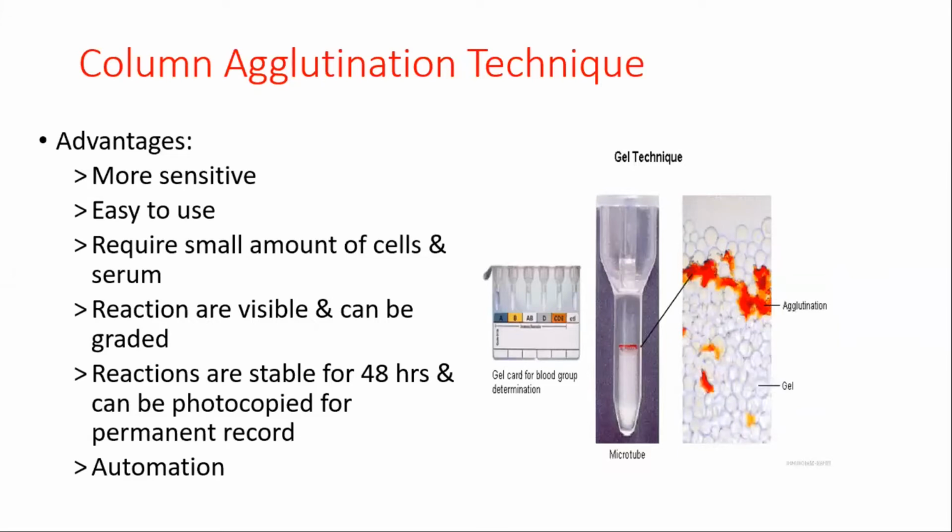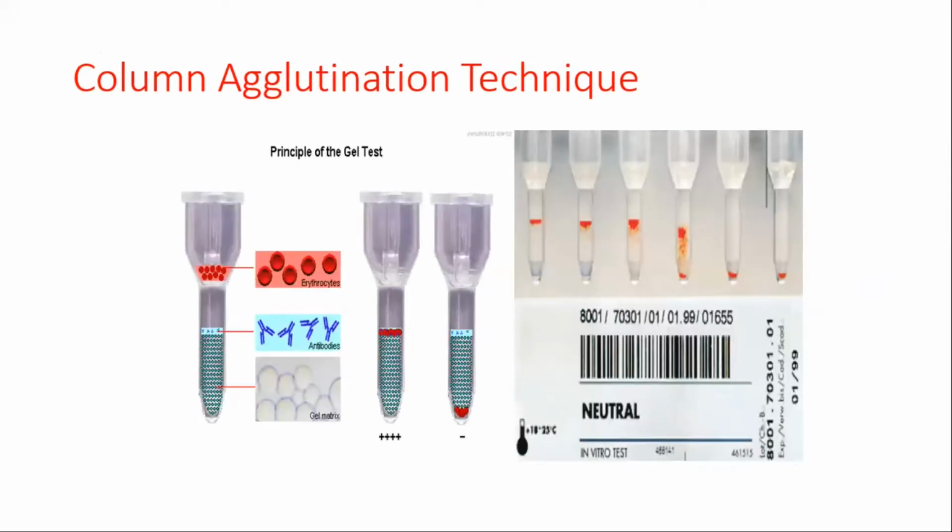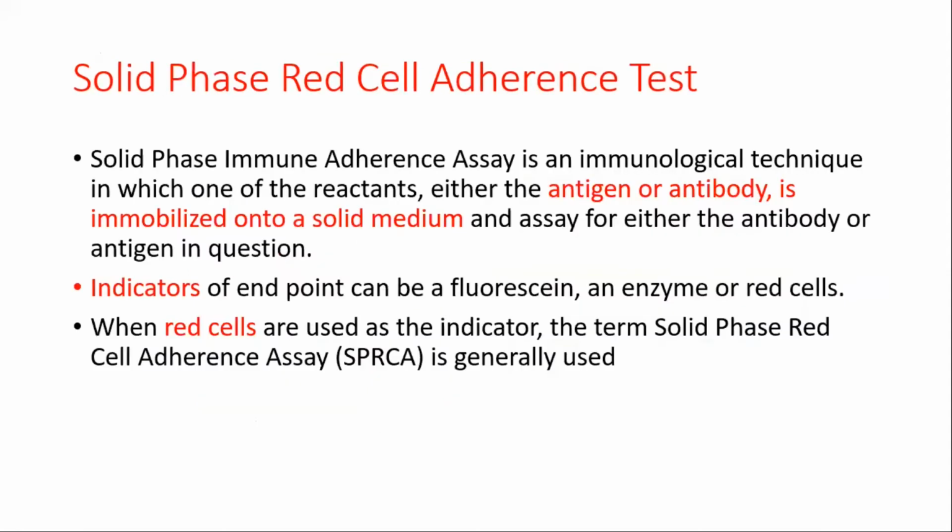Another popular method is called the column agglutination technique. This is a sensitive method, and it can be automated as well. In this, we have a well. We add cells and serum, do the incubation and centrifugation, and then we see the results like this. If the cells are in the uppermost layer, it's positive, and if all the cells have settled, it's negative. So this is a sensitive technique, and we can do automation with it.